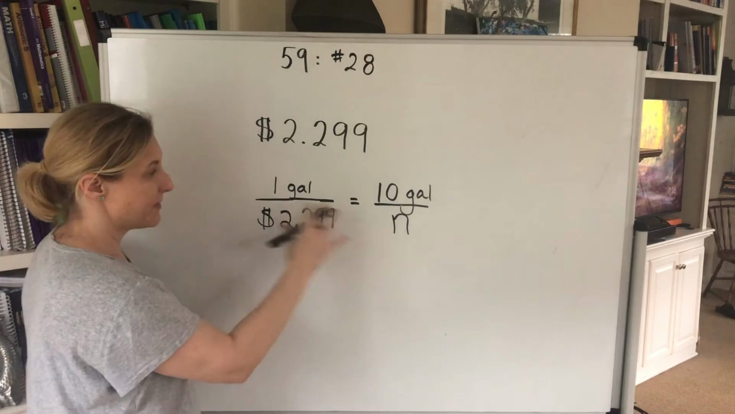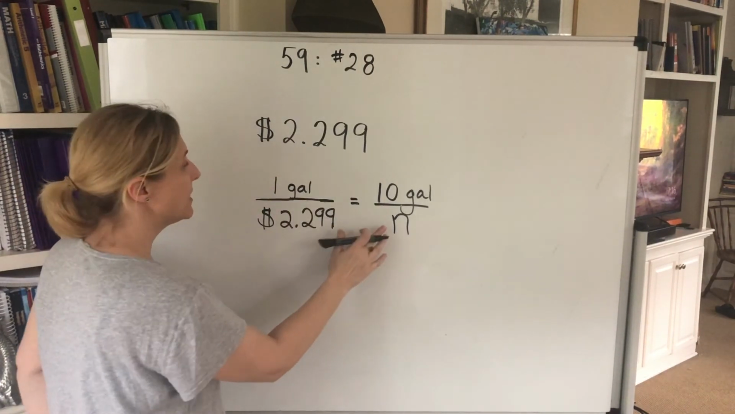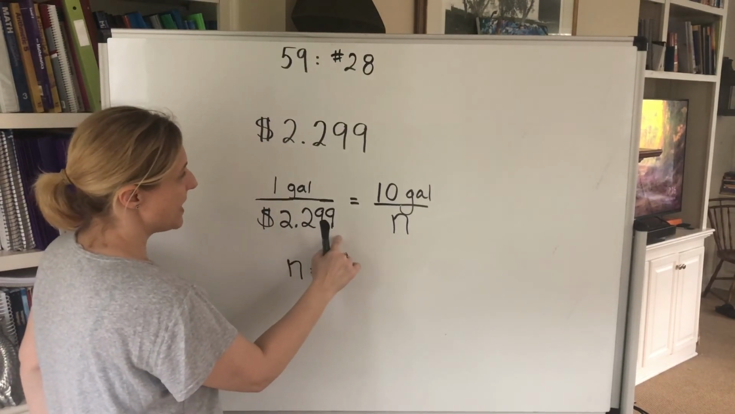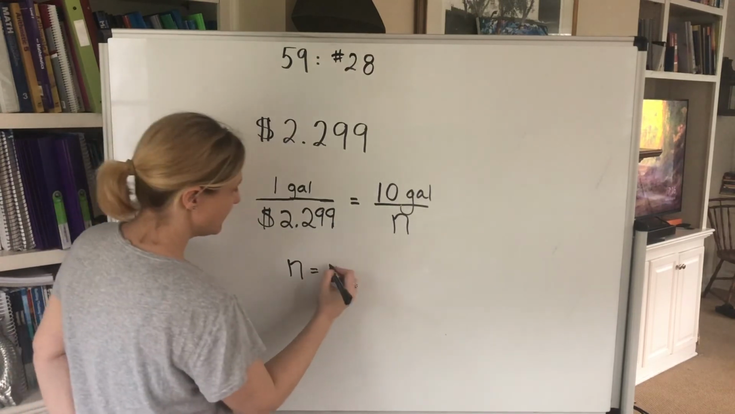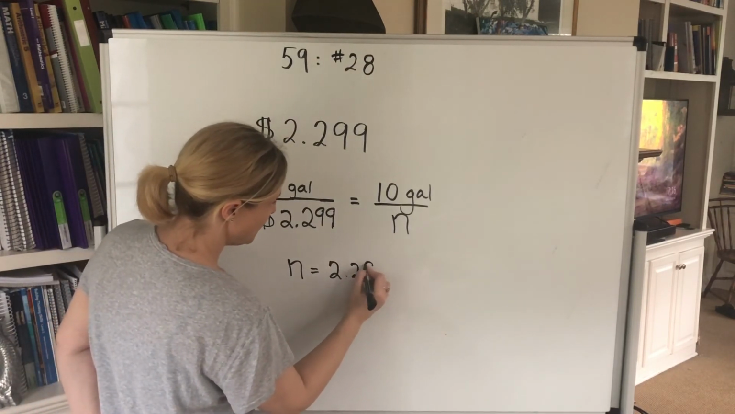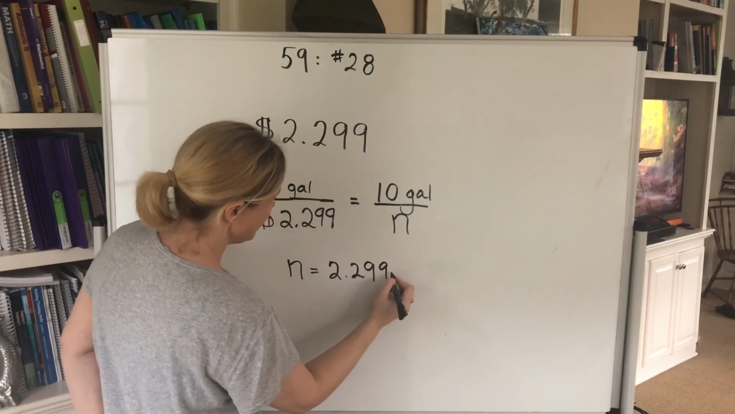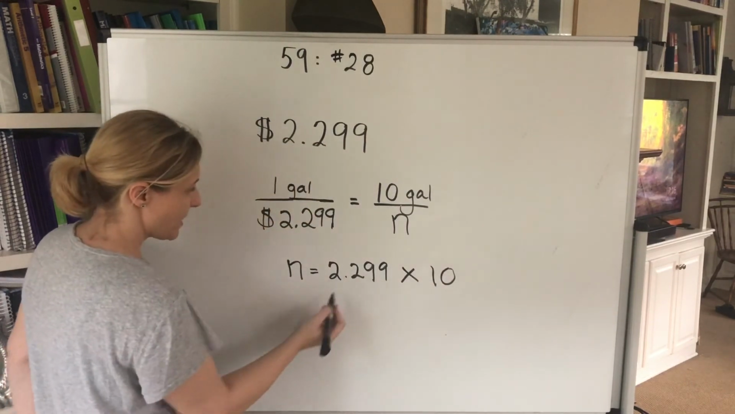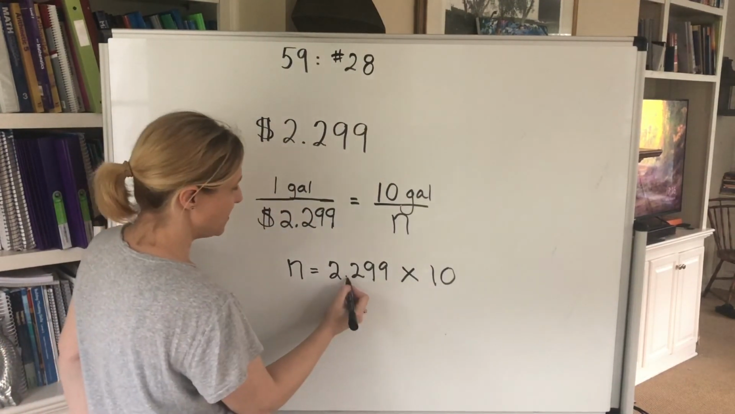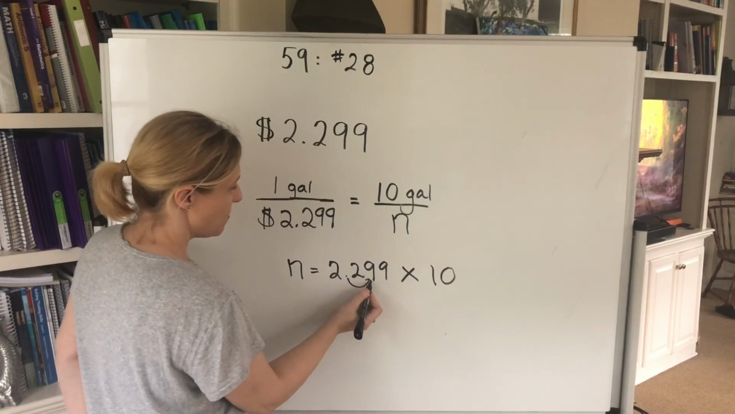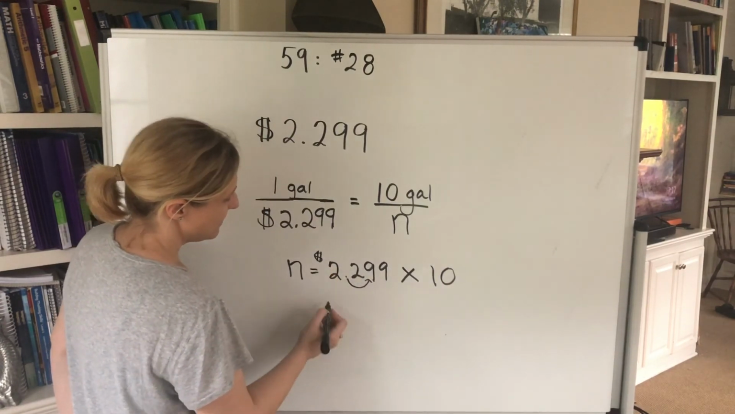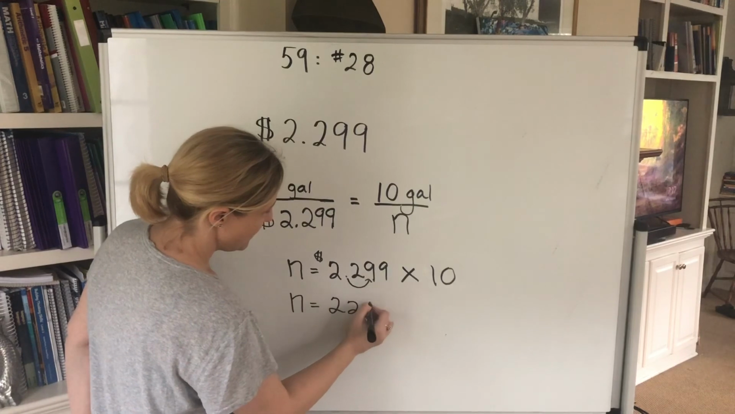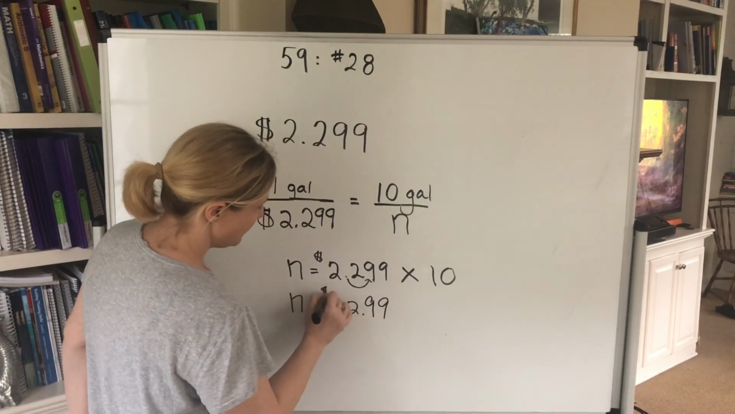Now we have a proportion, which is a way to make an equation. n times 1 is n. 2.299 times 10. I know how to multiply decimals. All I have to do is move my decimal over one space to the right. So n equals $22.99 for 10 gallons.